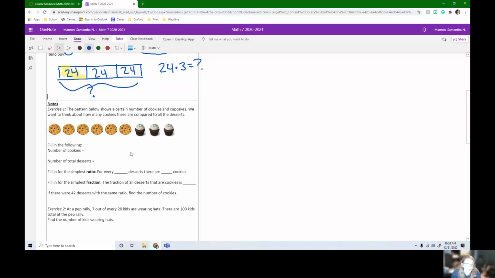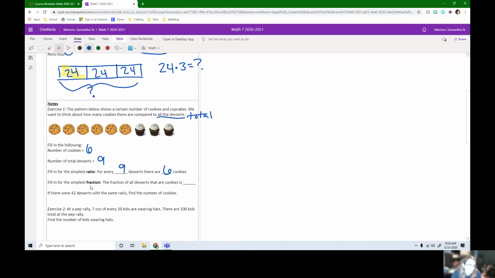The pattern below shows a certain number of cookies and cupcakes. We want to think about how many cookies there are compared to all the desserts. So all the desserts we're talking about is the total. So how many cookies, number of cookies? We have 1, 2, 3, 4, 5, 6 cookies. Total desserts: so 6 cookies, 7, 8, 9 total. So for every 9 desserts, there are 6 cookies.